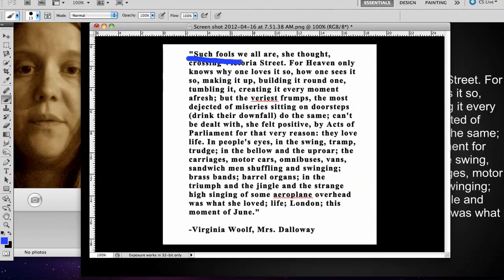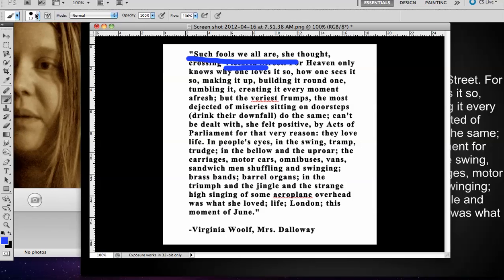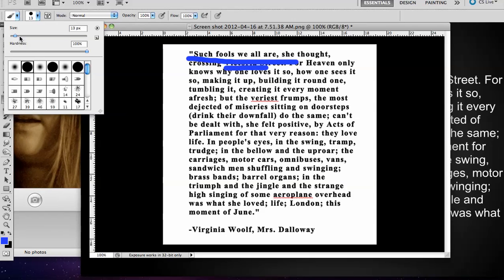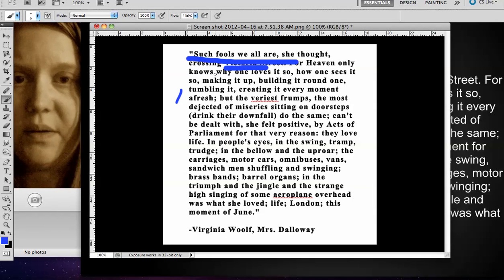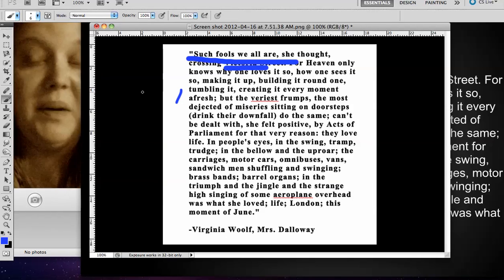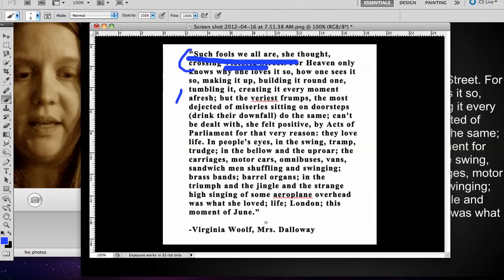So, such fools we all are, she thought, crossing Victoria Street. Let me make my not so thick. Alright, so she's crossing, walking down the street here. Okay, so we have here, she's walking down the street in London.